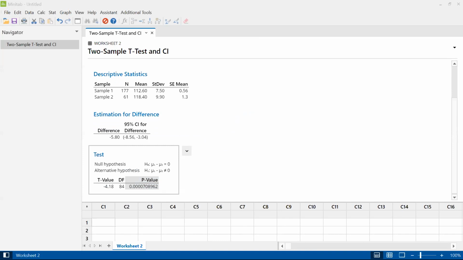P-value equals 0.00007. So that's less than 5%. We have strong evidence of a difference between the two groups.